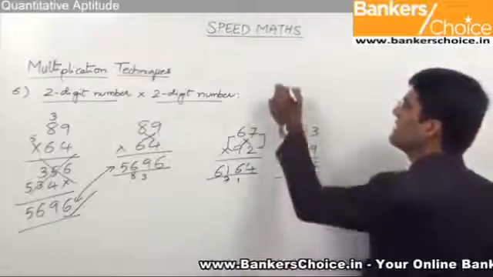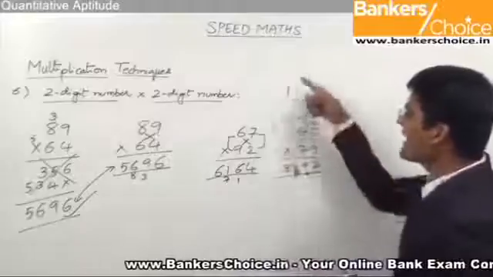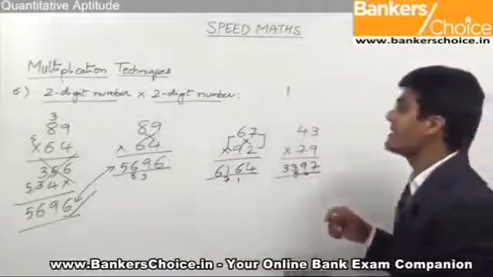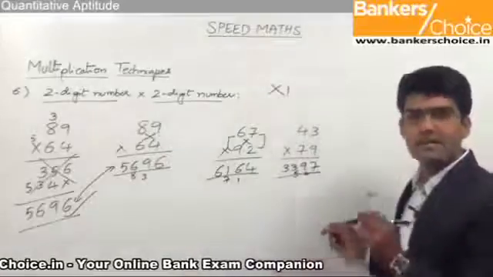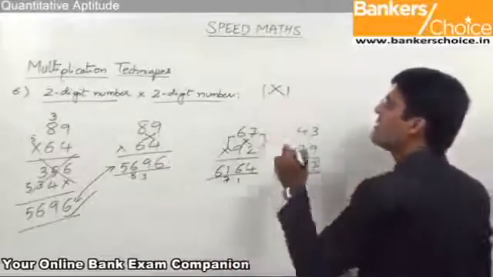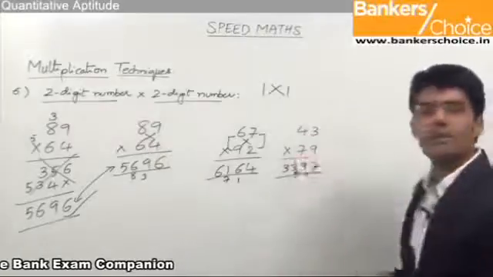The first step here is multiplication of units places. So that's like vertical multiplication. Second step is cross multiplication of units places and tens places. And the third and final step is multiplication of tens places. That is again a vertical multiplication.